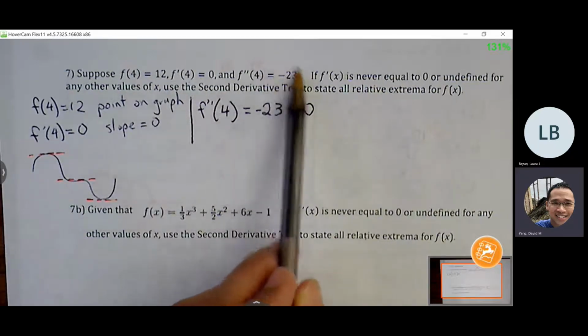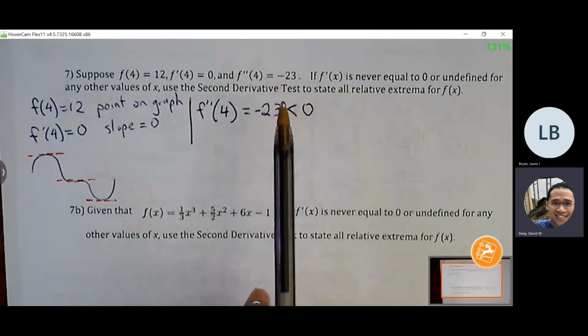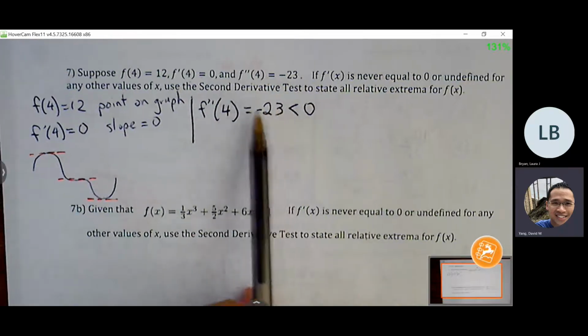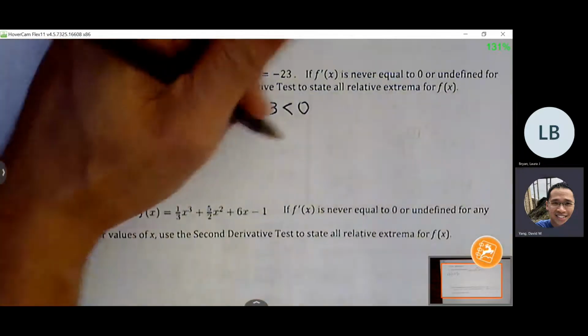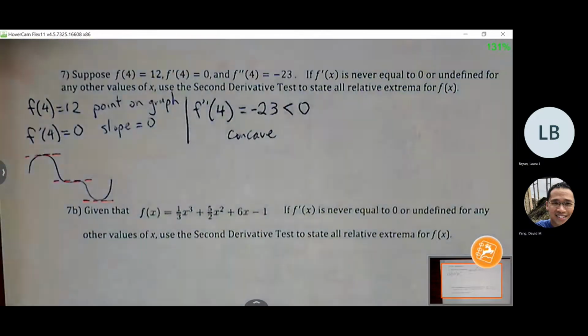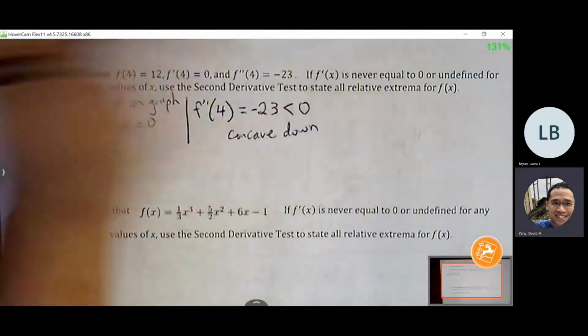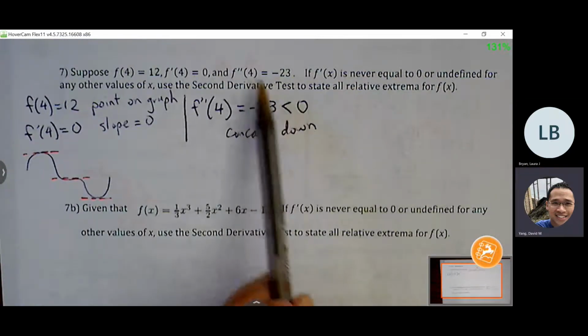This is representing curvature. And we really are not going to have to worry about how to interpret negative 23 on the graph. We just have to know that it's concave. It's part of a concave up or down? Down. Okay. That's the only information that we need to pull from this last piece.